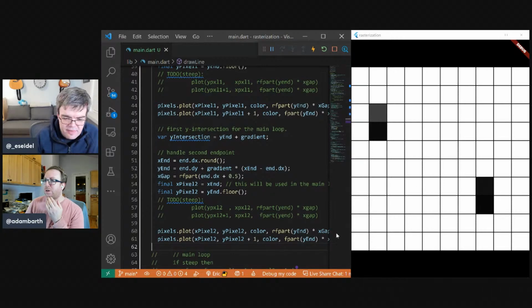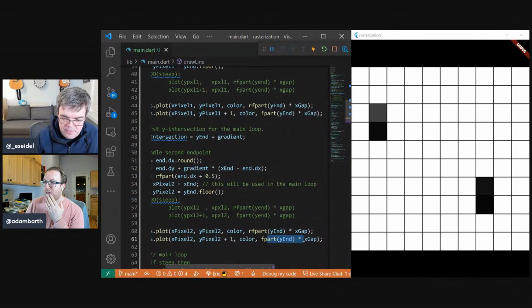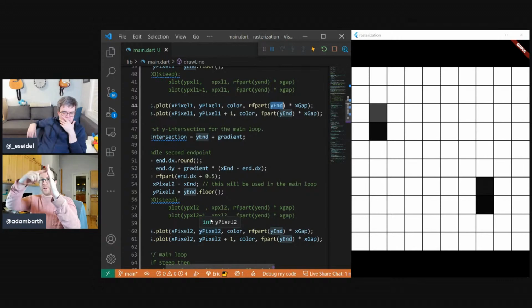I'm worried that they're both dark. Yeah, they both seem dark to me. Why is this always from YN that we're computing there? I wouldn't expect that. Because the X is fixed, and we're interpolating where we are in the Y, because it's a shallow line. Okay, this doesn't seem right, the fact that both these pixels are very dark. I agree with that.